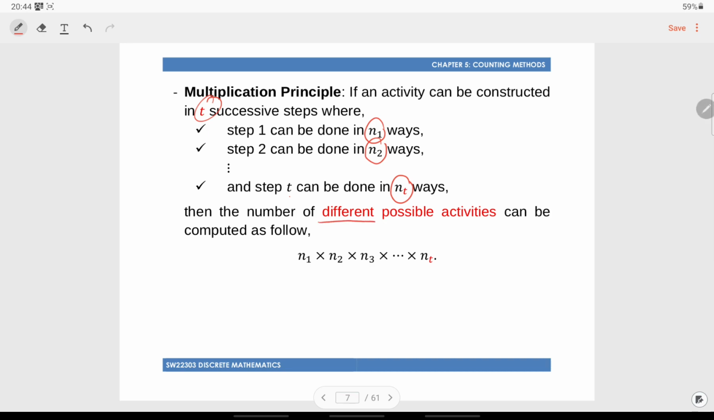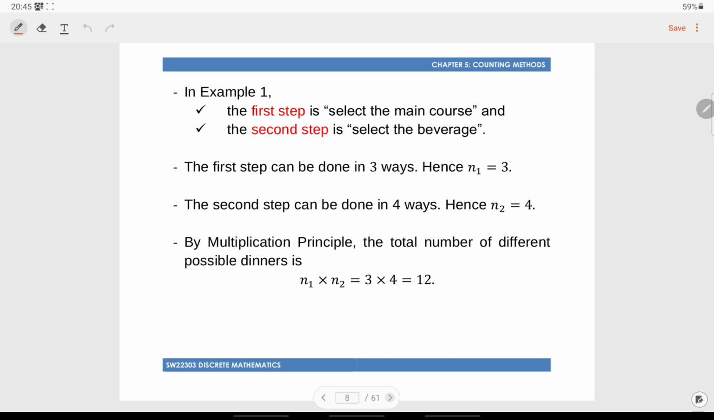Then the number of different possible activities, where different means there is no repetition, can be computed as follows. We just simply multiply all the possible ways together, and come out with the total number of different possible activities that can be done in these t successive steps. So in this case, we use the multiplication principle.